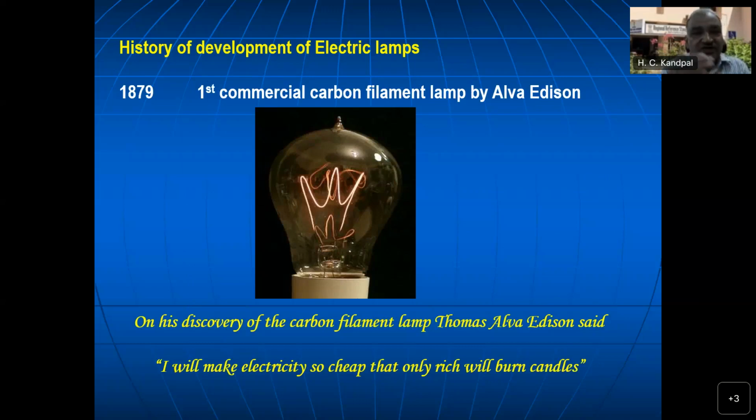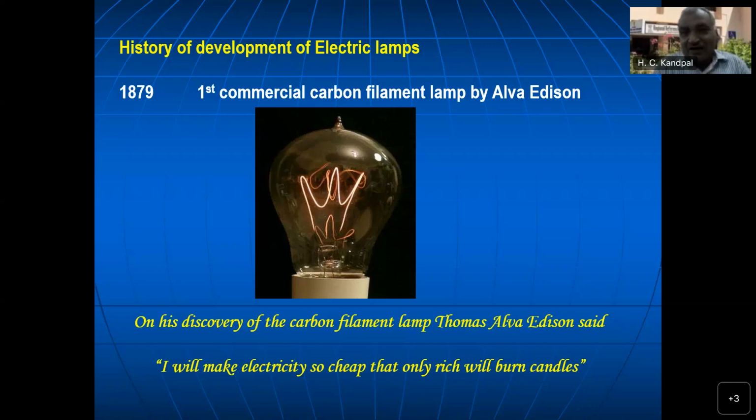The first electric lamp used for general lighting service purposes was produced in 1879, and the first commercial carbon filament lamp was discovered by Thomas Alva Edison. When he made this lamp, one of his important quotes was: I will make electricity so cheap that only the rich will burn candles, in order to distinguish themselves from others in the market that they are rich.